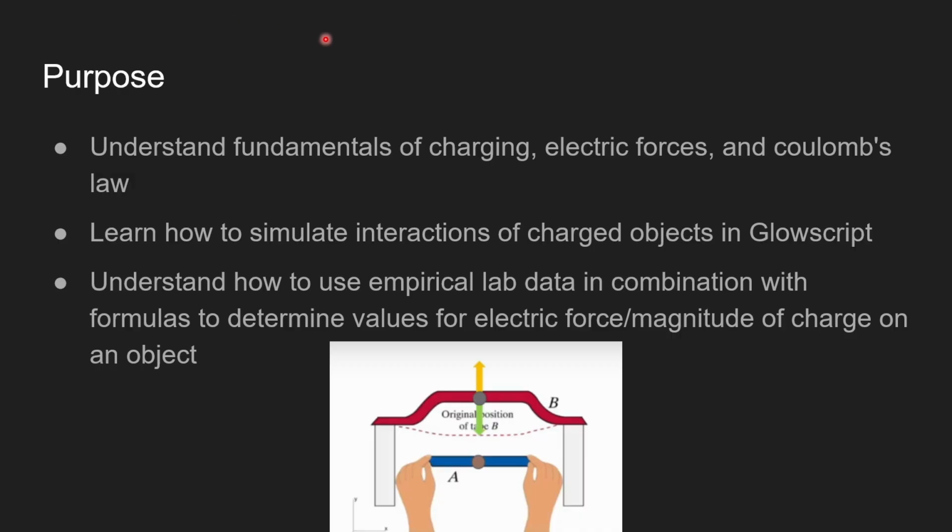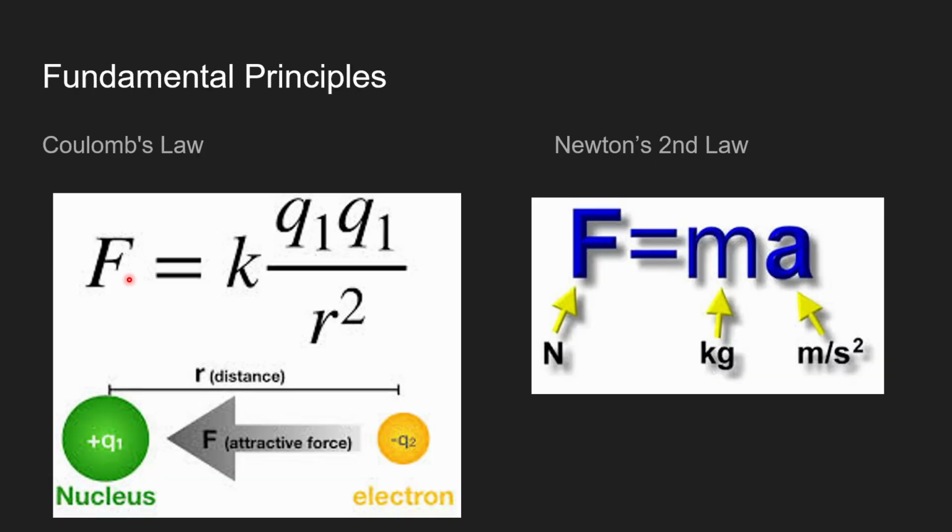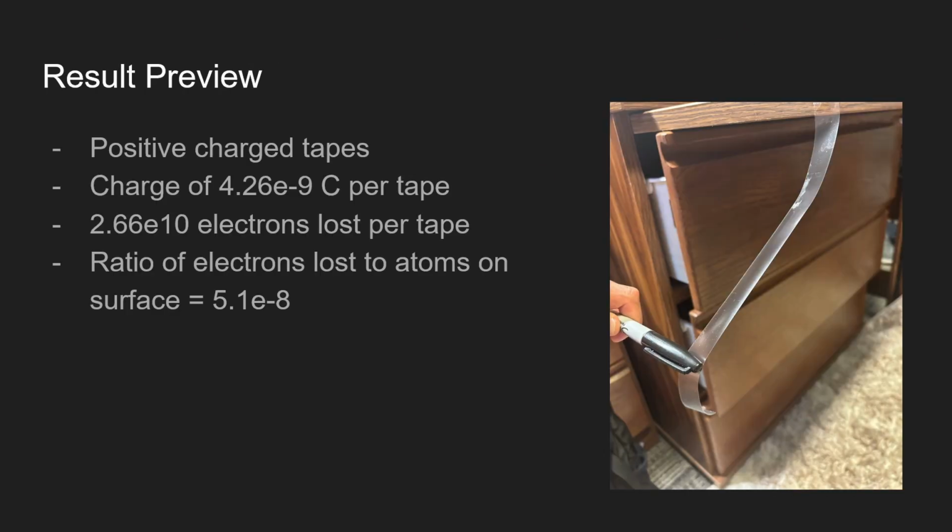Through the coding part, we learned to simulate interactions of charged objects in GlowScript, and by collecting our data and applying our formulas, we learned how to use empirical lab data in combination with formulas to determine values for electric force and magnitude of charge on an object. Fundamental principles are Coulomb's law, which tells us what the electric force is of two charges given their separation distance, and Newton's second law, which is just the base equation for force.